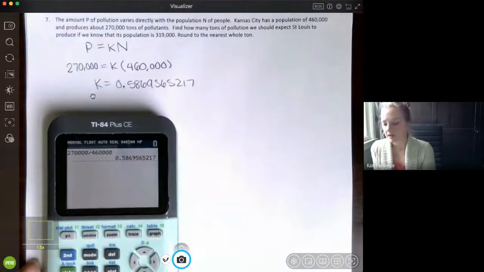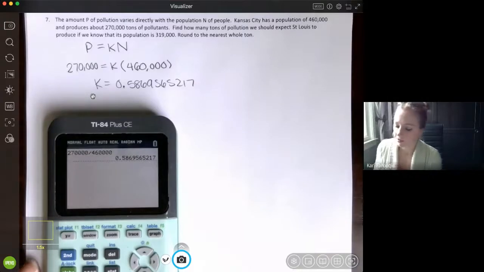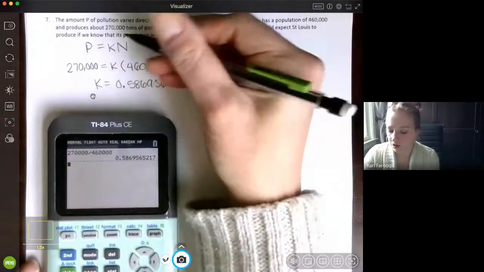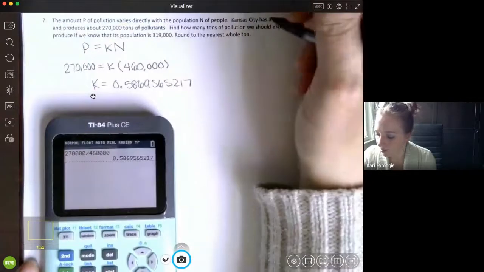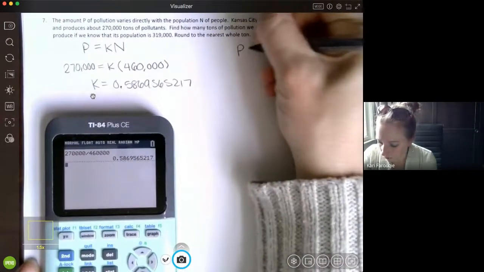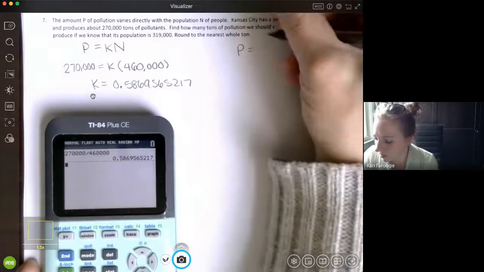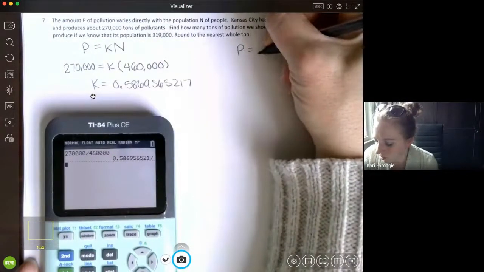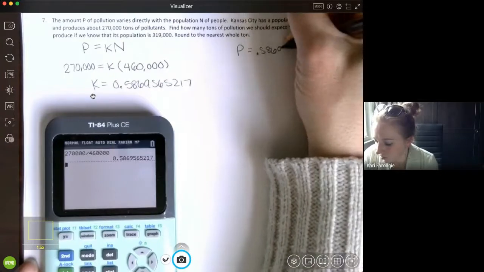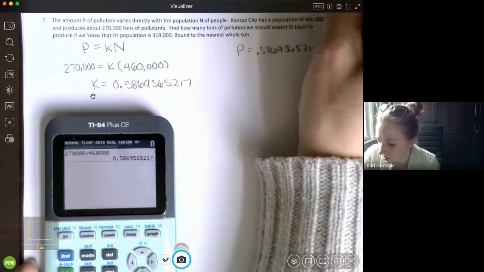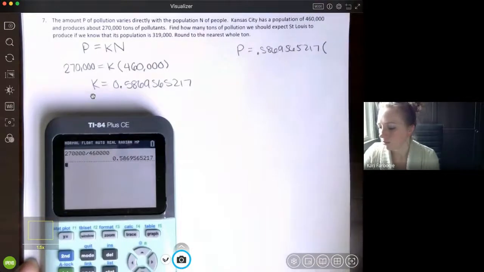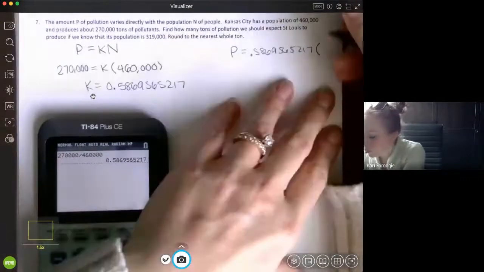We're going to use that now in the next step to figure out how many tons of pollution we should expect if the population is 319,000. So going back to our original equation, how many tons of pollution, which is P, should we expect if the population is 319,000? So we're going to go ahead and use that value, the 0.5869565,217 times 319,000 for the population.